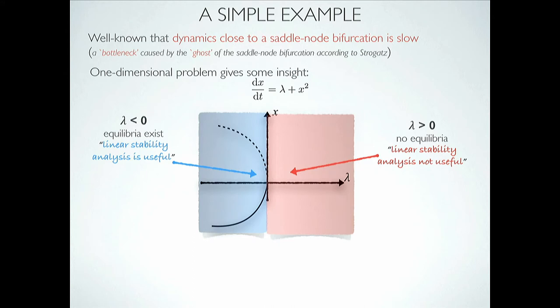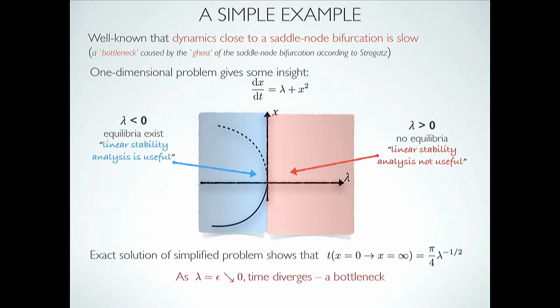But this system is so simple that I can just solve it, right? So I can find that if I start off at x equals 0, then eventually I'm going to get kicked off to infinity, and the time it takes me to get to infinity is going to go like 1 over the square root of this control parameter. Okay? So as I get closer and closer to this transition, the time diverges. This is the bottleneck that Strogatz talks about.